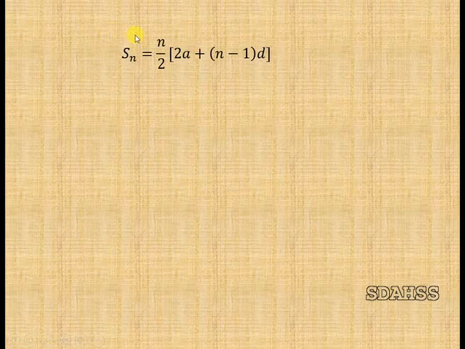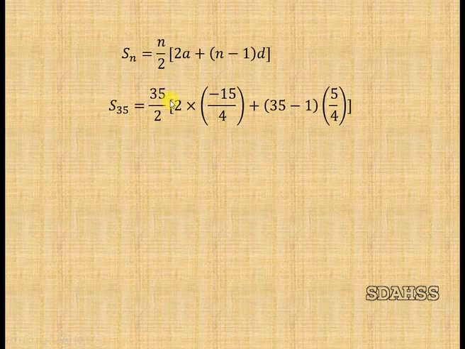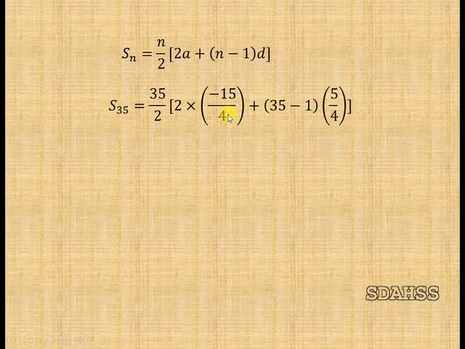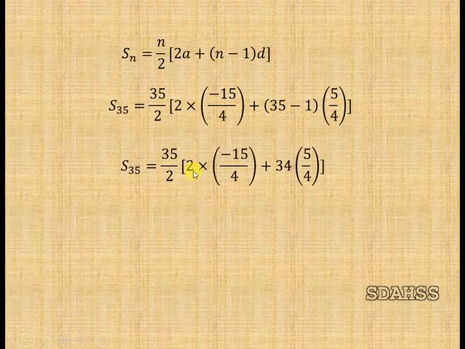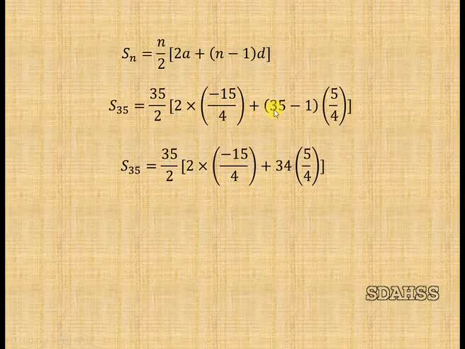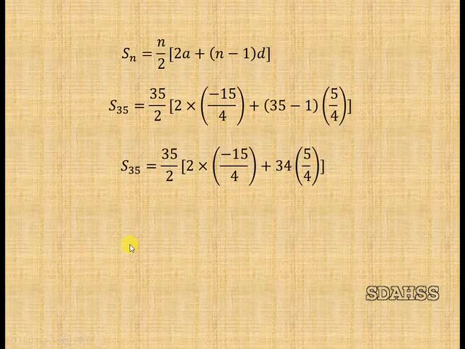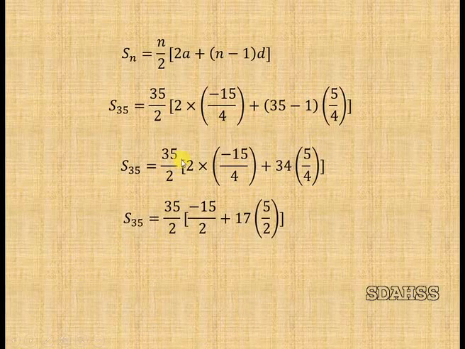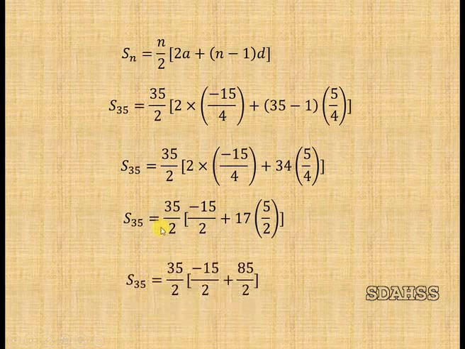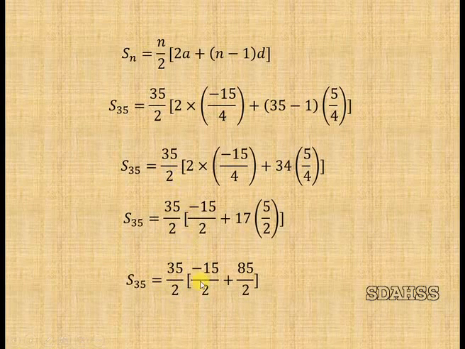The Sn formula is Sn is equal to n by 2 into 2a plus n minus 1 into d. So you have 35 by 2 into 2 into minus 15 by 4 plus 35 minus 1 into 5 by 4, which is equal to 35 by 2 into 2 into minus 15 by 4 plus 35 minus 1, 34 into 5 by 4. That is equal to 35 by 2. Cancel the numerator and denominator by 2 table, so you have minus 15 by 2 plus, similarly cancel the numerator and denominator by 2 table, so you have 17 into 5 by 2, that is 35 by 2 into minus 15 by 2 plus 17 into 5, 85, 85 by 2.